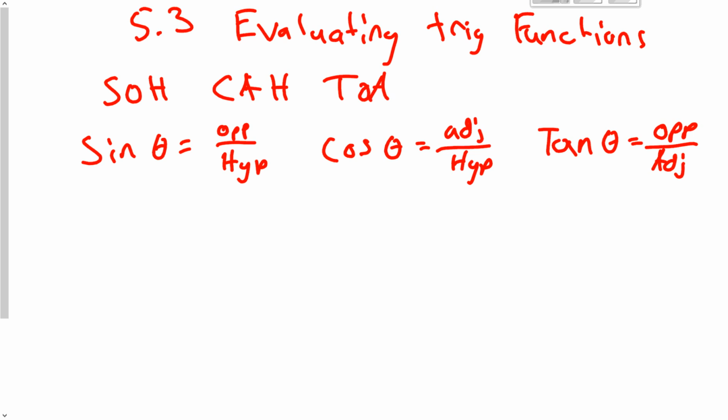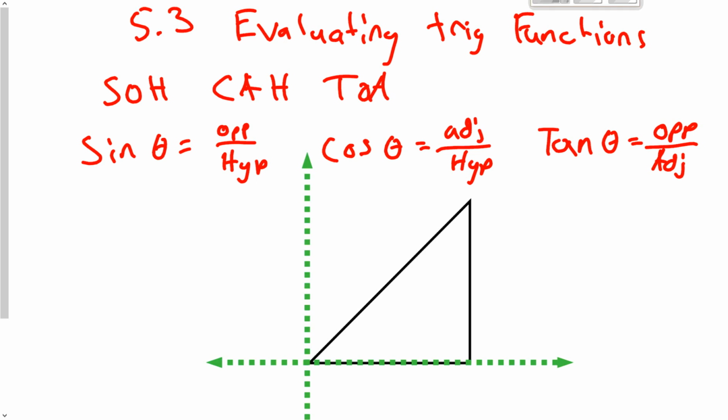Start looking at section 3 of chapter 5, evaluating trig functions. And first we're going to look at the right triangle and trig functions from there. So if we look at this right triangle on an xy axis, the base here would be our x, right? And the height of this right triangle would be our y. And the distance to 0 would be our r.